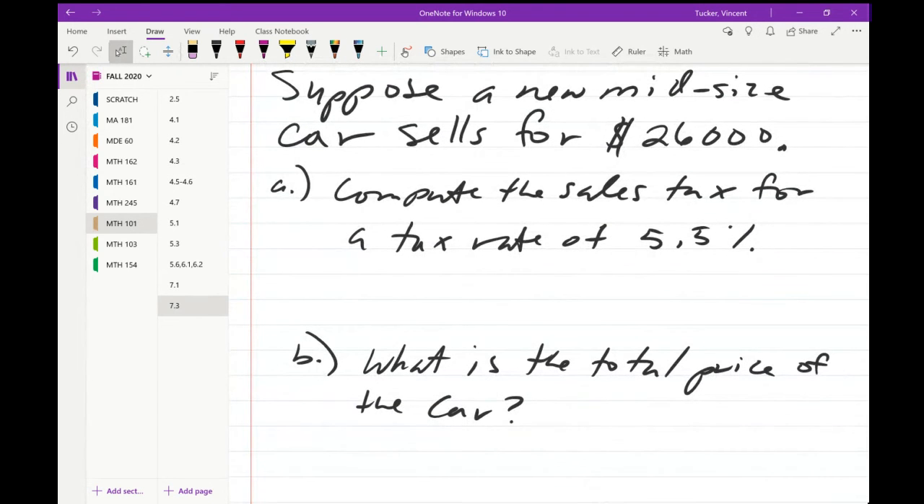So we look at this problem. Suppose a new mid-sized car sells for $26,000. Compute the sales tax for a tax rate of 5.5%.